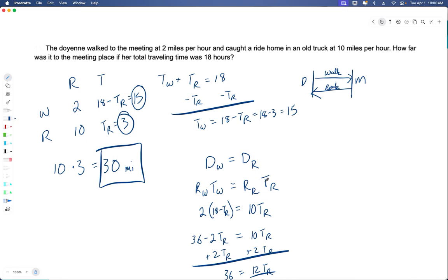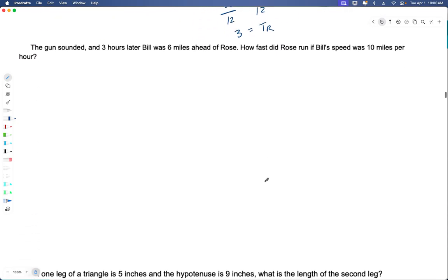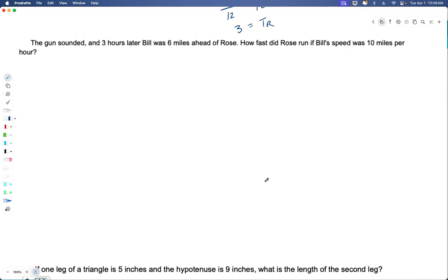All right, let's look at the next problem. So the gun sounded, and 3 hours later, Bill was 6 miles ahead of Rose. How fast did Rose run if Bill's speed was 10 miles per hour? So let's write down some information first. We have rate and time, we have Bill, and we have Rose.